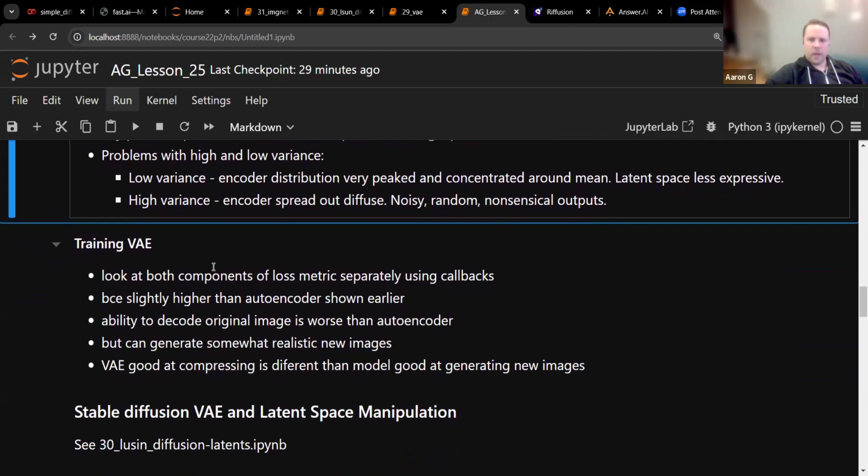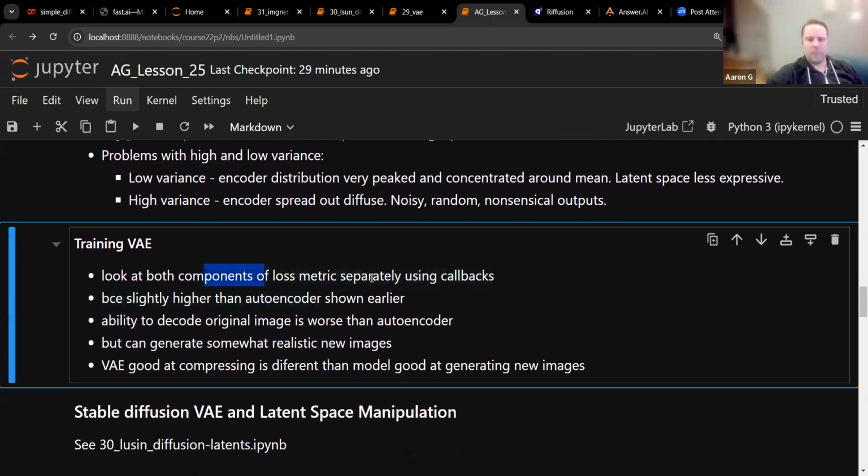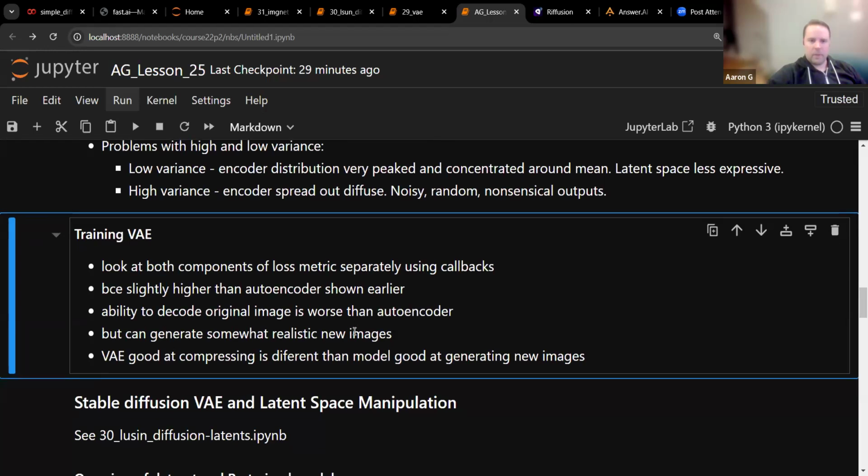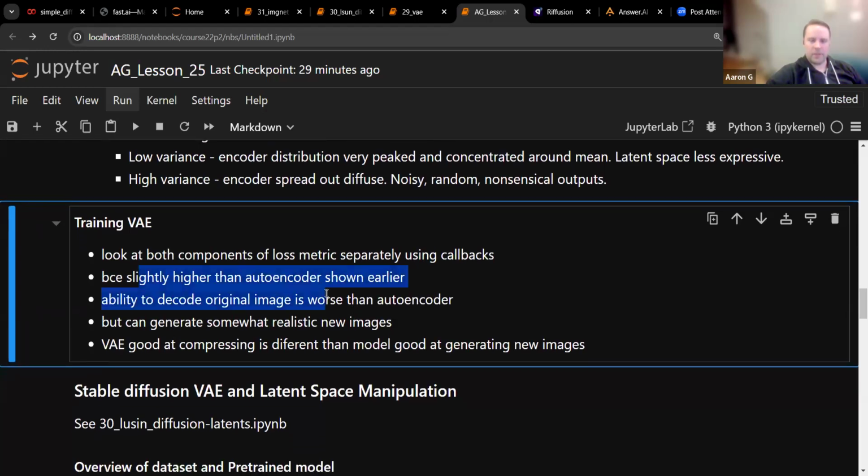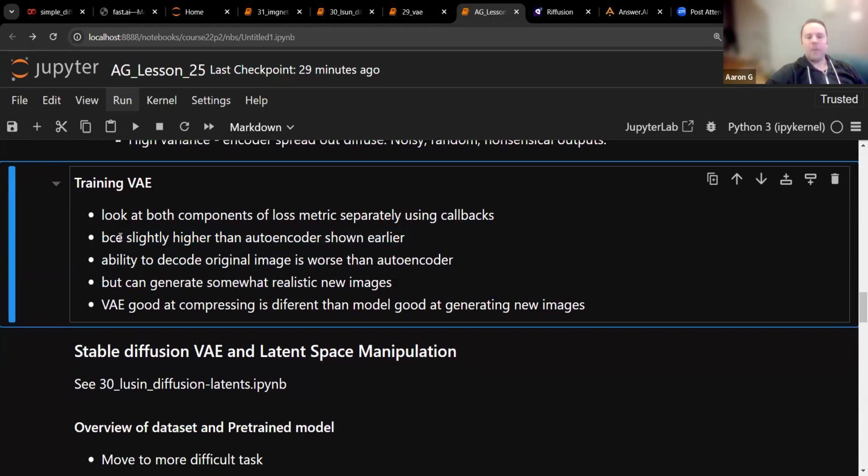In the notebook, Jeremy, we can look at this if you want. He produces the separate metrics, I believe, in callbacks for the KLD component and the BCE, the binary cross entropy. Just likes looking at those for whatever reason. And he points out that the BCE loss for the VAE is higher than the autoencoder, but that makes sense because we have a different loss function here, right? We're trying to balance the two losses that we're combining into one.